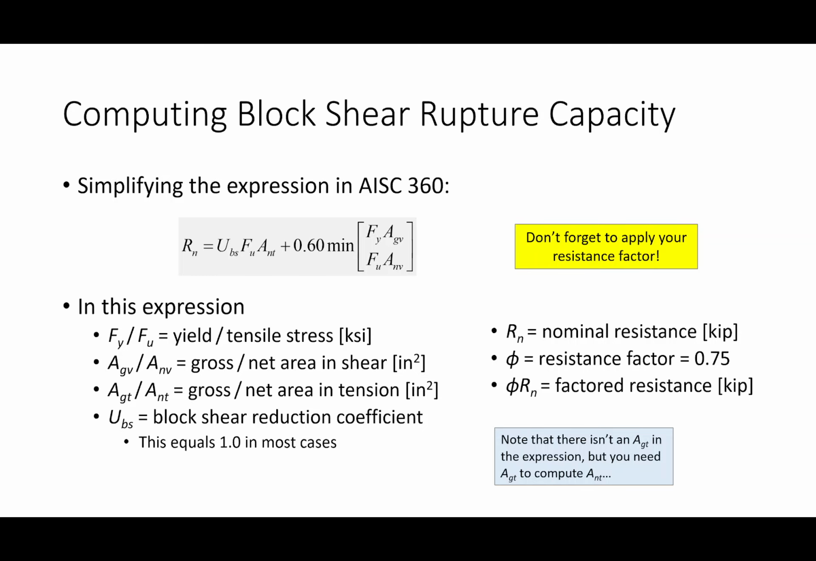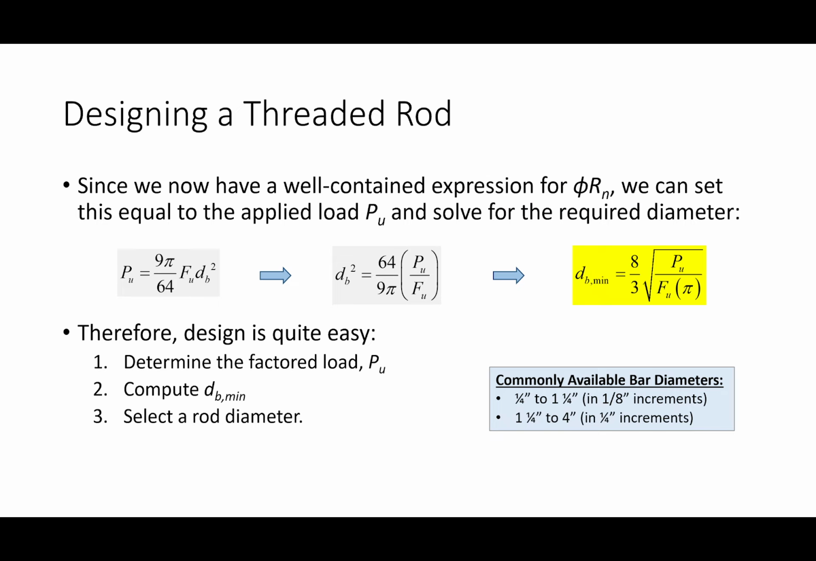So don't forget that. For threaded rods, here's our expression, you know, the 8/3 times the square root of Pu divided by Fu pi. And really all that's coming from is just saying that the resistance factor is 0.75. The stress is 0.75 Fu, so there's 2 3/4 terms or 6/8. I couldn't help it. You missed it. I said, so you've got 2 3/4 terms or 6/8. Yeah. Okay. Y'all missed that before class.